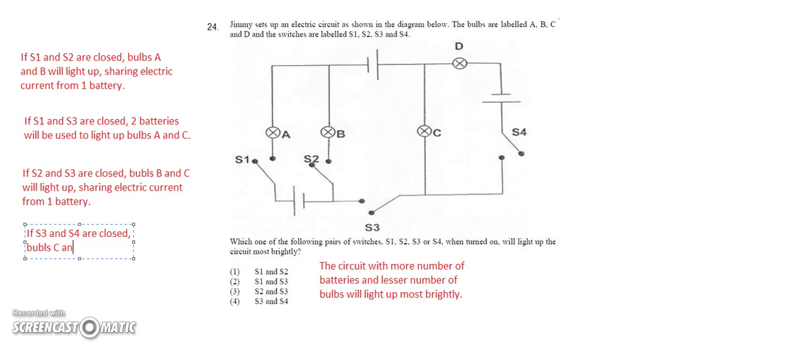So again, if S3 and S4 are closed, bulb C and D would light up. But again, they will be sharing electric current from one battery.